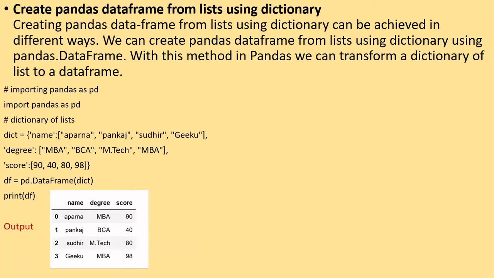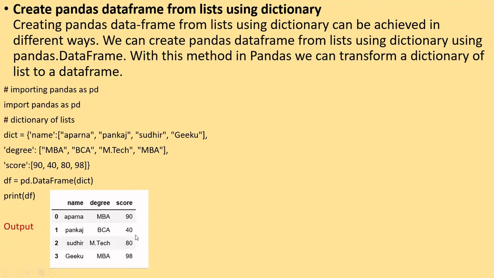The third one is creating a DataFrame from a list using a dictionary. Creating a pandas DataFrame from a list using a dictionary can be achieved in different ways. We can create a pandas DataFrame from a list using a dictionary with pandas DataFrame. With this method in pandas, we can transform a dictionary of lists to a DataFrame.